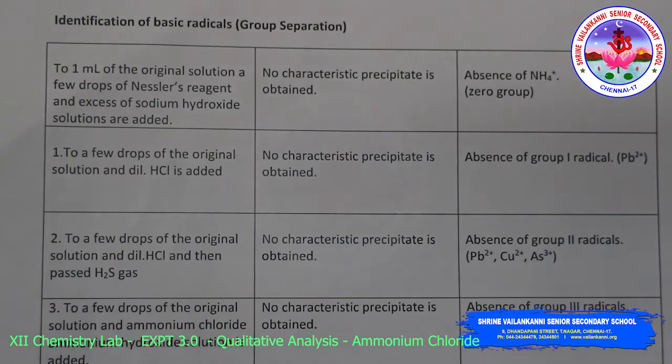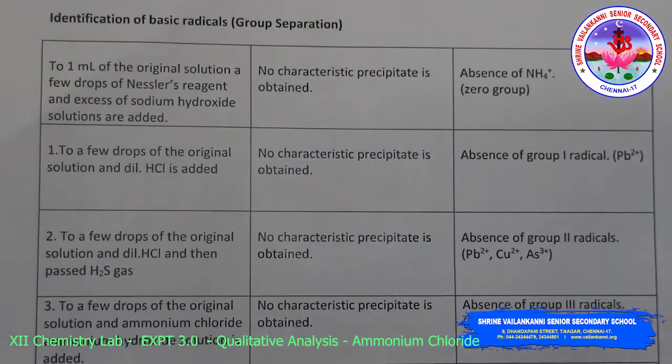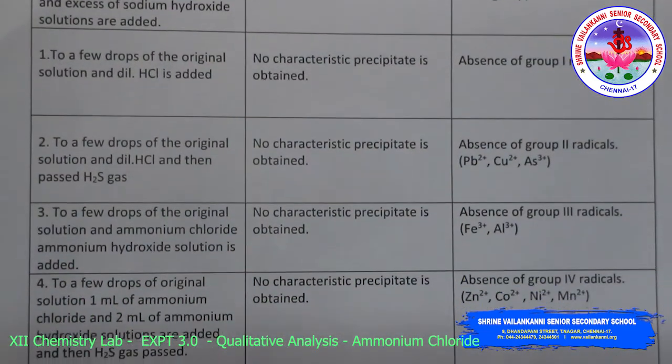First, the zero group: 1 ml of the original solution, add Nessler reagent and excess sodium hydroxide solution. No characteristic precipitate is obtained, so absence of zero group. Then the first group radical: original solution with dilute HCl, no characteristic precipitate, so absence of first group radicals. Then few drops of original solution with dilute HCl and pass hydrogen sulfide gas, no characteristic precipitate is obtained, so absence of lead, copper, As3+.